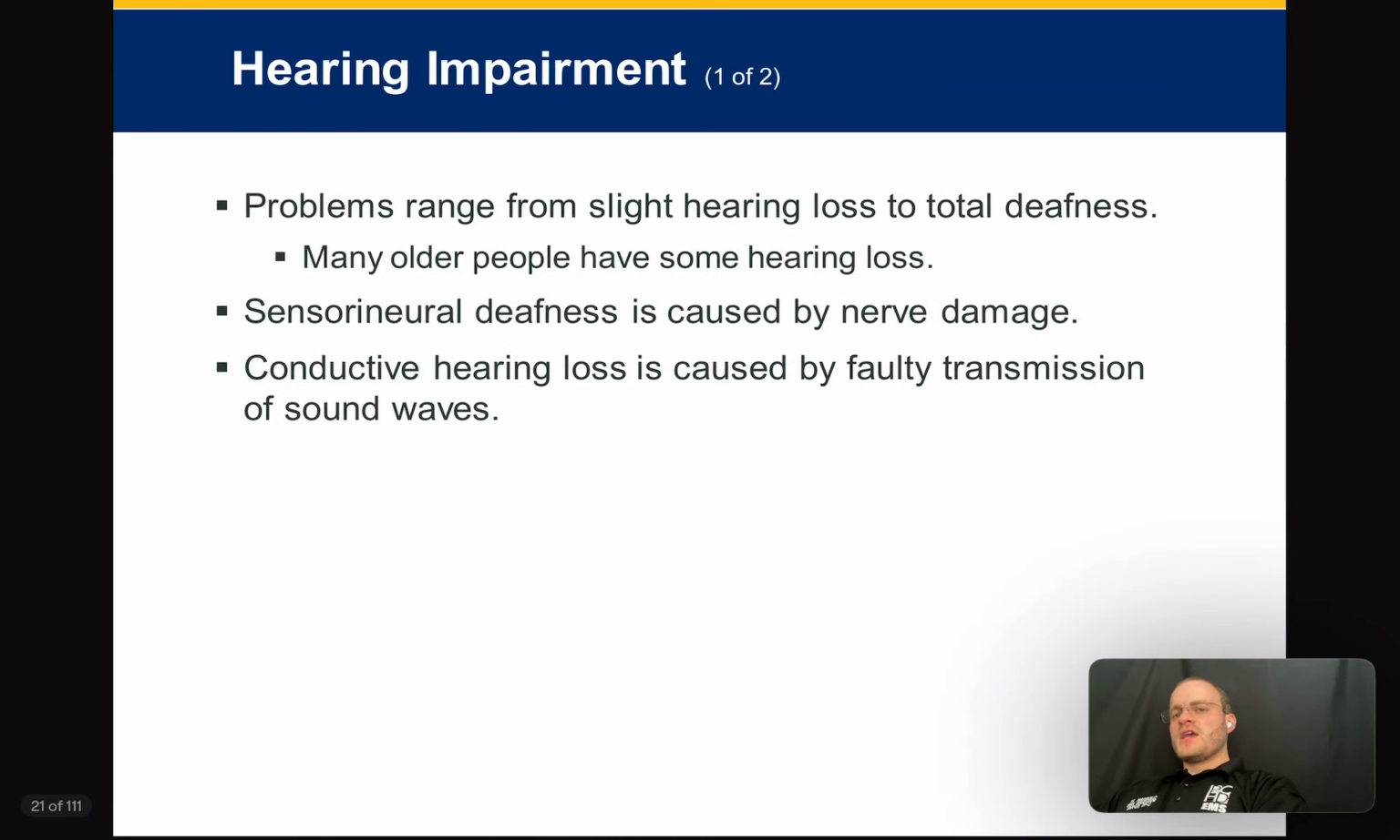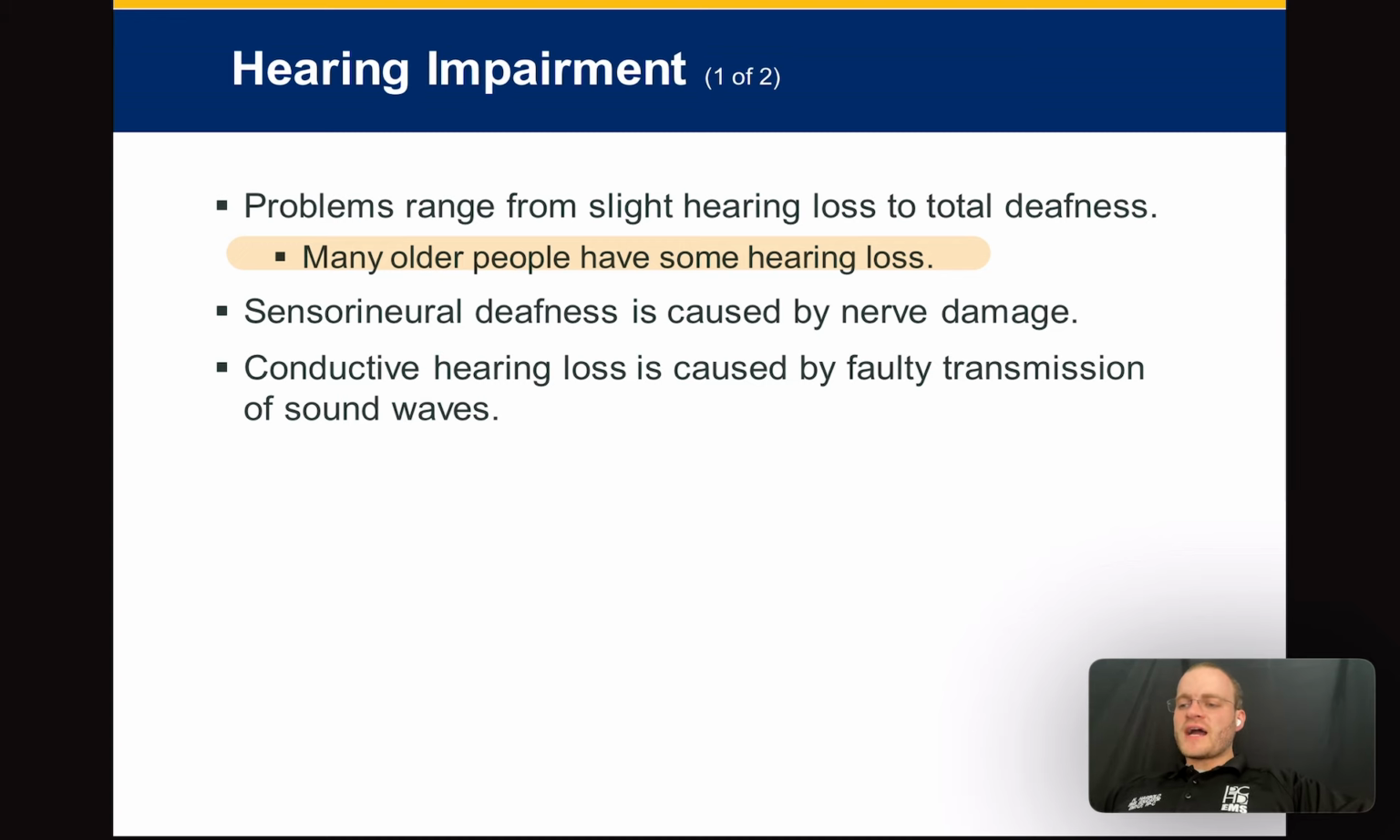Just communicate with them. Hearing impairment, this is obviously common as well. And this could also be on a spectrum, right? You have mild hearing impairment, and you could have a lot, to where they're totally deaf. This is fairly common in older people, as we've talked about in the previous chapter.